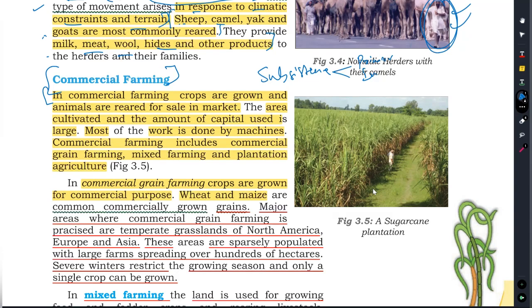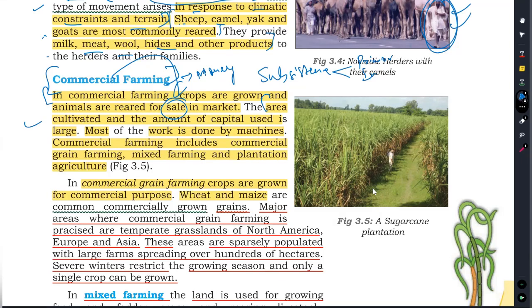In commercial farming, crops are grown and animals are reared for the sale in the market. Commercial means for sale in the market. You need money, right, to buy another products or the things which you need. If you need money, you have to sell your products in the market. That's why the crops are grown and animals are reared for the sale in the market.